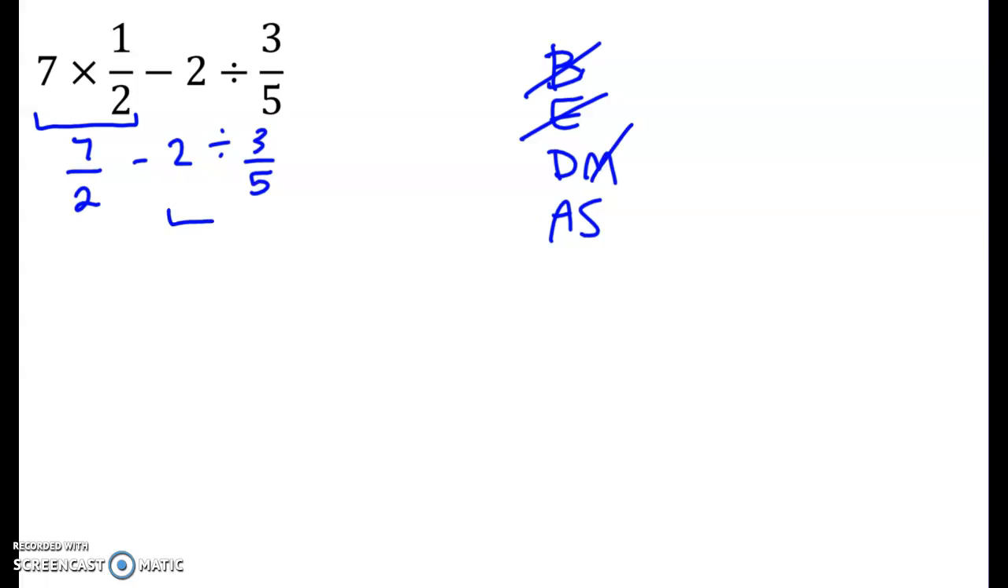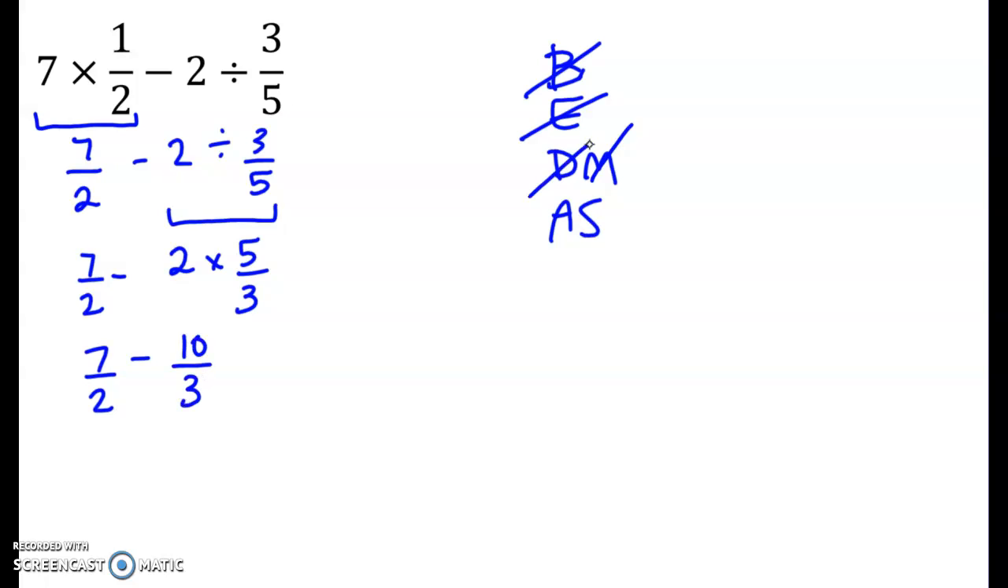Next, the divide. It's this part, we underline it. We just write down the part of the question we're not working on. 2 multiplied by the reciprocal. Good. Same thing, we'll finish the work here. It's going to be 10 over 3. Excellent. Then the division is done.